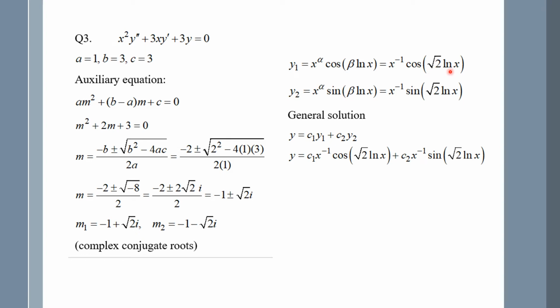To get y2, it's very simple. If you know y1, you can easily get y2 by changing cos into sine. So y2 is x to the negative 1 sine square root of 2 ln x. So lastly, we write down the general solution, y equals c1 y1 plus c2 y2.